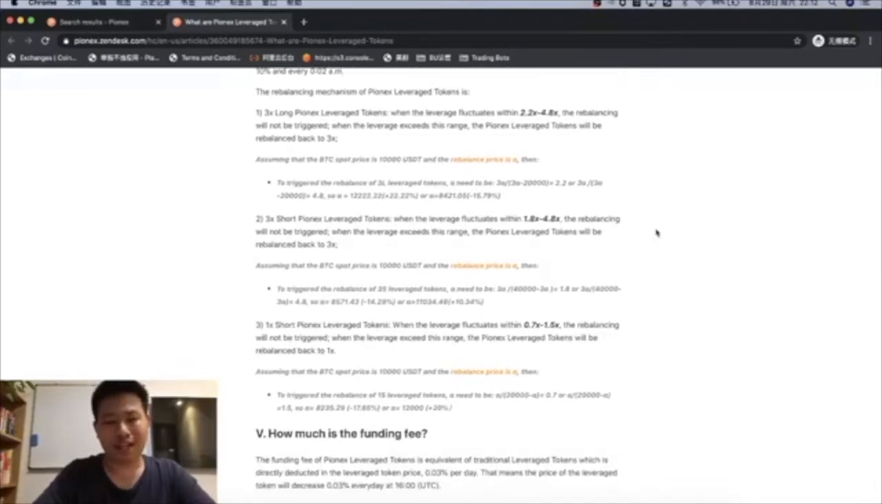So that's why some people will think the leverage tokens price will go down for a long time. Yes, so that's the truth. But if you just trade it in a short time, it's okay. So we only recommend you to trade the leverage tokens in a short term.